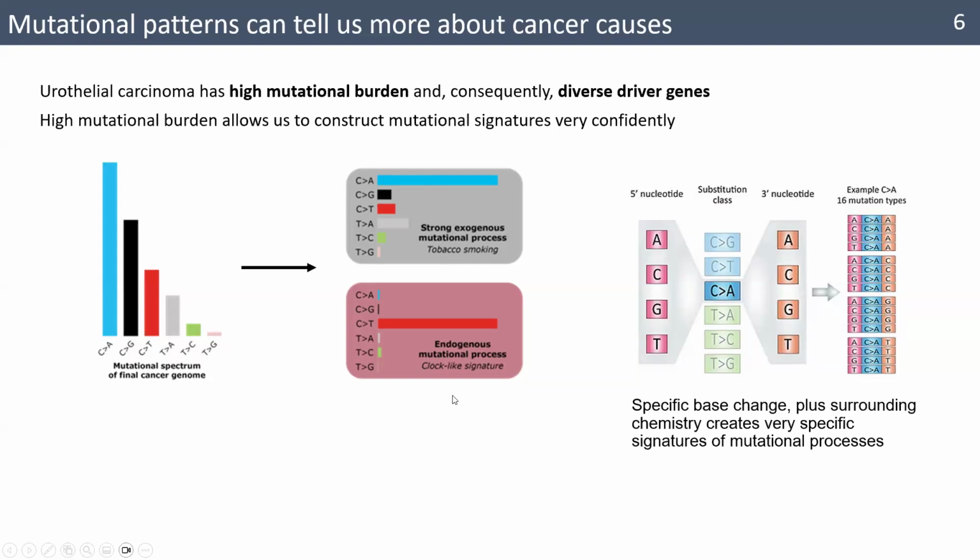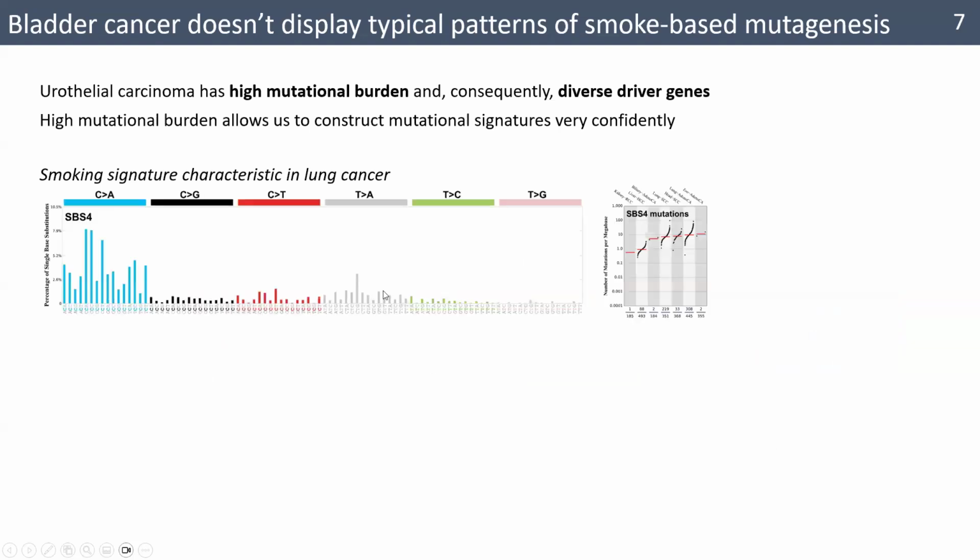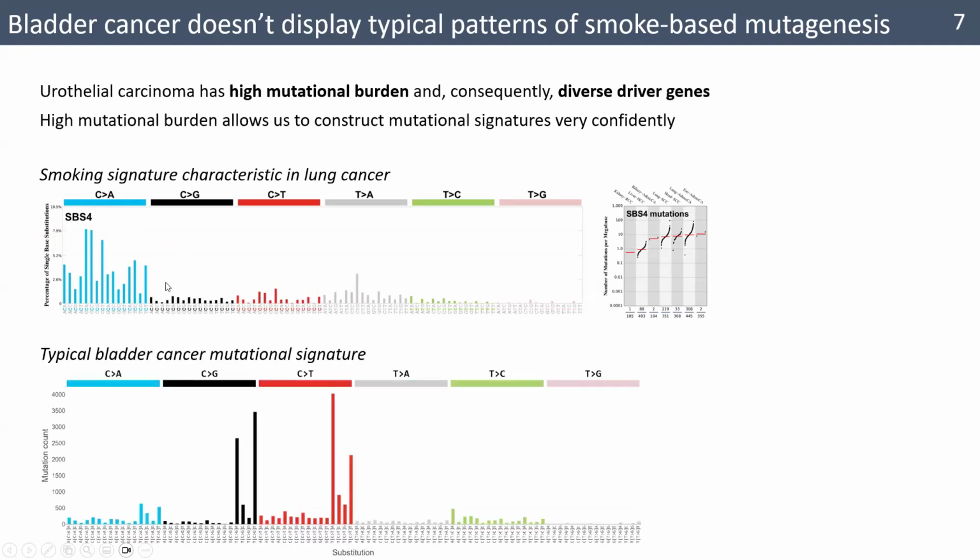Now this makes a very big bar graph. The key thing here is to look at shape and the colors. So if we look in lung cancer, we can see our C to A changes predominantly associated with smoking. This is very characteristic of lung cancer. But with bladder cancer, we don't see that pattern in the blue region at all. You can see in bladder cancer, it's very flat.